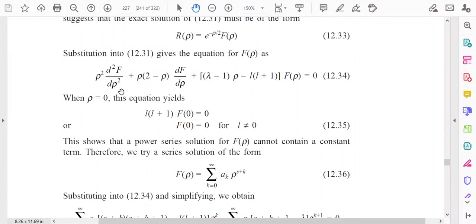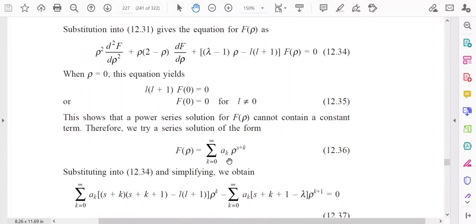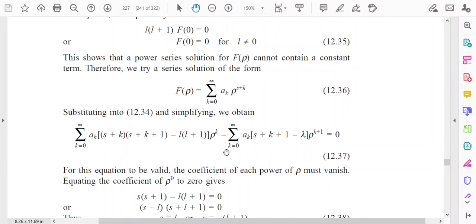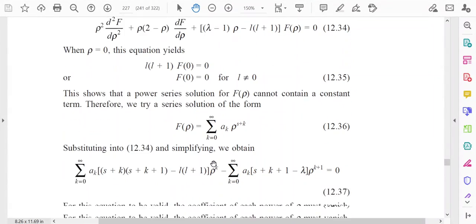So, we can assume that F of rho can be written as sum of a_k rho to the power s plus k. For the method of series solution, I recommend that you consult a standard mathematical physics textbook, where you can find the method. At first we have to assume F of rho is equal to a_k rho to the power s plus k. Then you have to find dF by d rho, then d square F by d rho square. Then you have to substitute these values in this equation. After the substitution, this equation will become like this, given by equation 12.37. This is the equation after substitution of the value of F of rho.